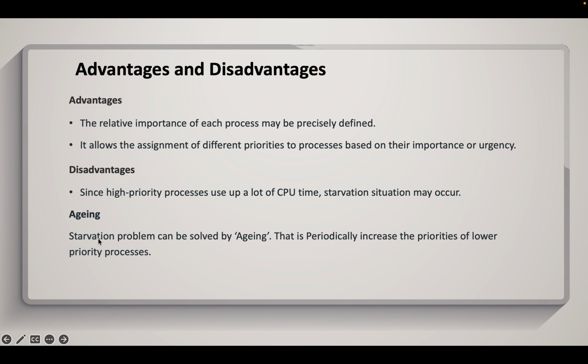The starvation problem occurs here again. What do we mean by starvation? The lowest priority job has to wait for a long time. Sometimes it may not get the CPU. The problem can be solved by aging. Aging means we increase the priority of the lower priority job in every cycle by one. So at a particular time, the lowest priority jobs will get the highest priority.